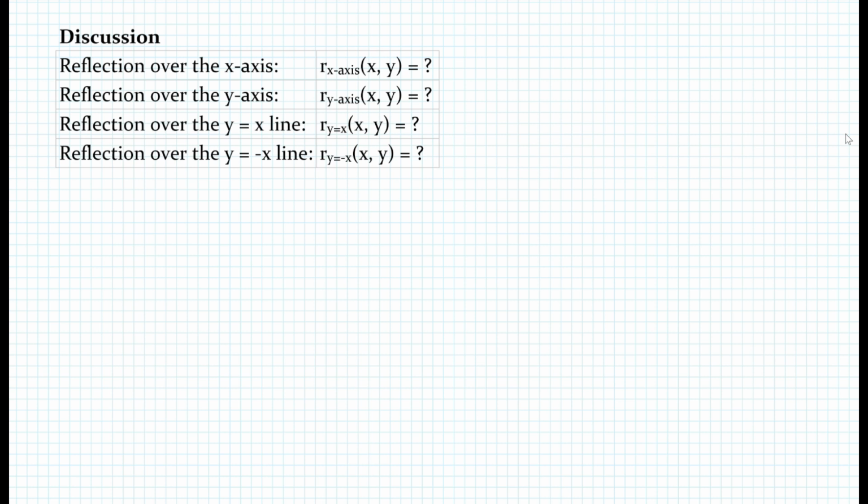So here's some general cases. What are the coordinates when you reflect a point (x, y) over the x-axis, or over the y-axis, or over the y is equal to x line, or what happens if you reflect (x, y) over the line y equal to negative x? So at this point, if you would like, you can pause the video and try this out.